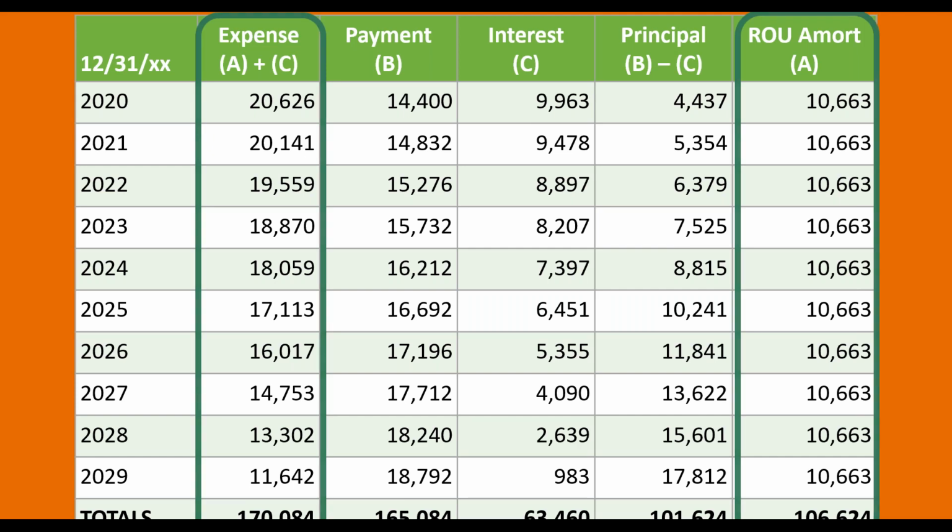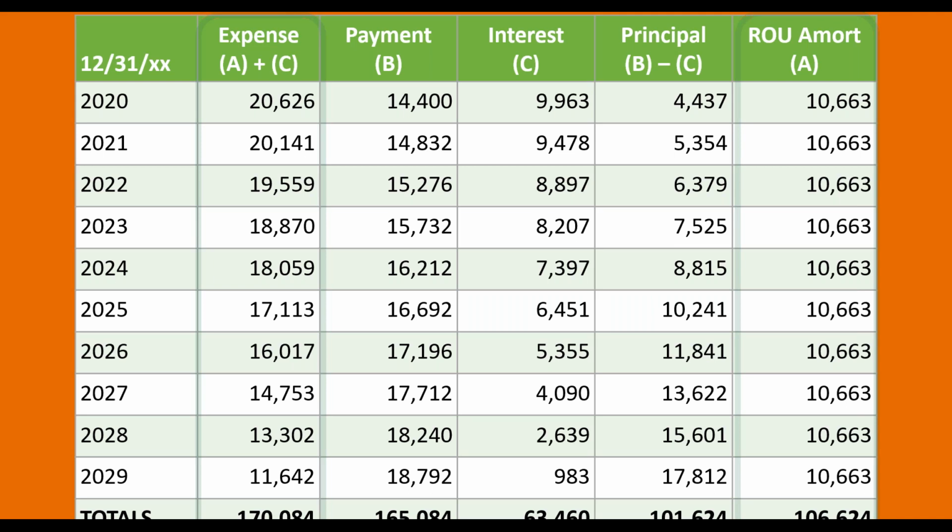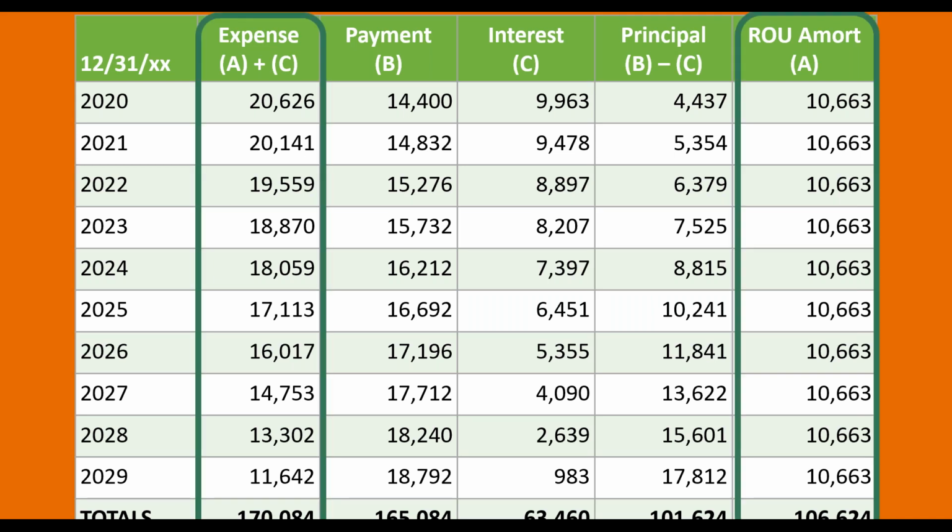So you'll remember that for the operating lease, the company recognized the single lease expense of $17,000 in each year of the 10-year lease term. But now the total expense varies each year and it actually decreases over the term. So the total expense is made up of the interest expense, which is exactly the same as it was under the operating lease, and then the amortization of the right of use asset.